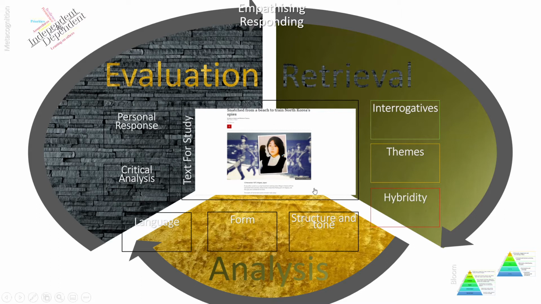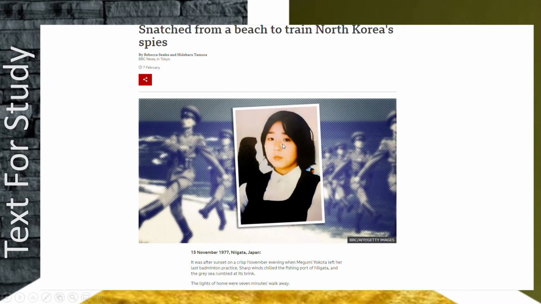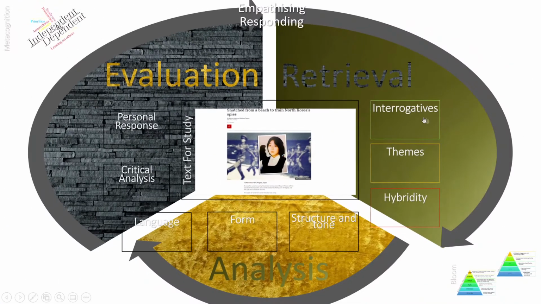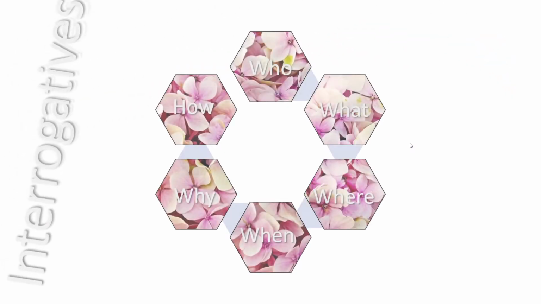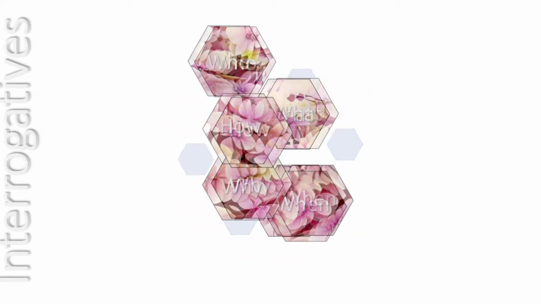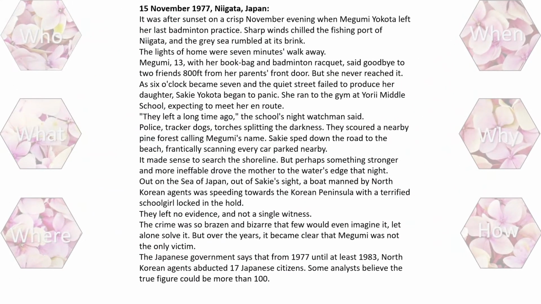So here is the text that we're going to be studying today, and as you can see, it sits in the middle of our English cycle. We'll have a quick look. The text is called "Snatched from a Beach to Train North Korea's Spies." It'll be linked in the information part of the video, and it's an article from the BBC. Now, today's video starts us here. This is where our studies begin. So whilst we're studying then, we're going to start here. Who, what, where, when, why and how.